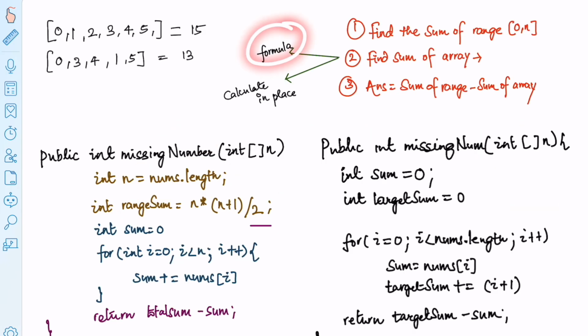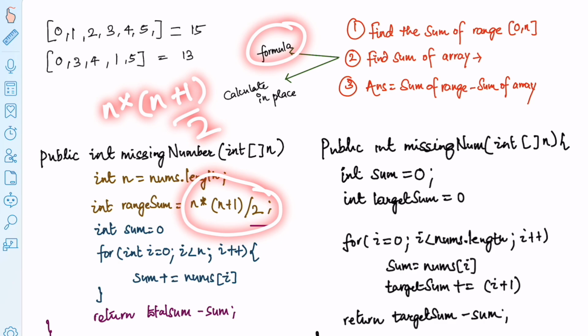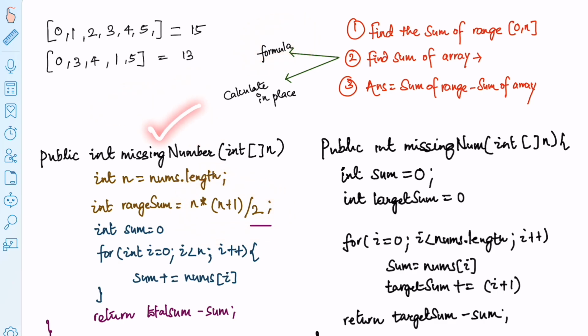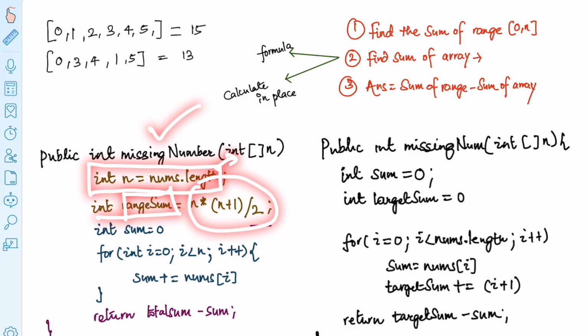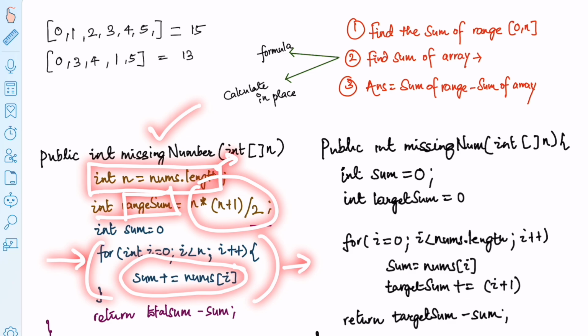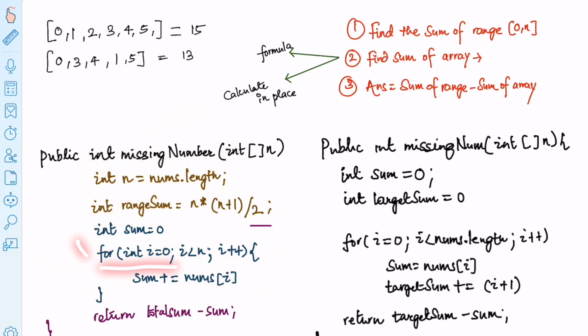So the formula will look something like this, that is n into n plus 1 by 2. In this particular pseudocode, what we are doing is finding the length of the array. After that, this is the range sum with the formula that we discussed. And here we are iterating throughout the array. With this iteration, we are calculating the sum of all the elements in the array. After that, we are just returning the total sum minus sum, and this will be our solution.